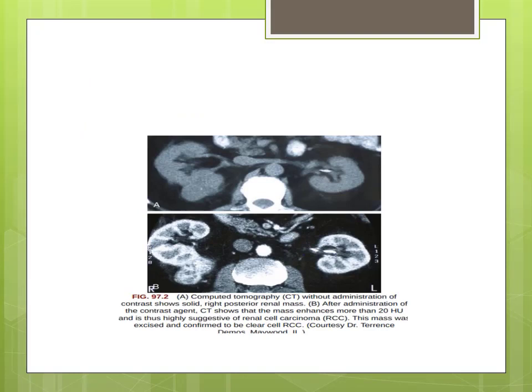This is a classical case. On plain CT, or non-contrast, we can see a solid mass arising from the lower pole of the right kidney, and after contrast administration, we can show that it is enhancing and also shows heterogeneity in the center, and it is a classical RCC.